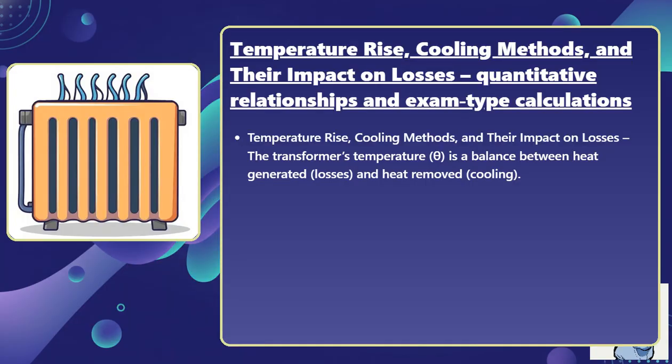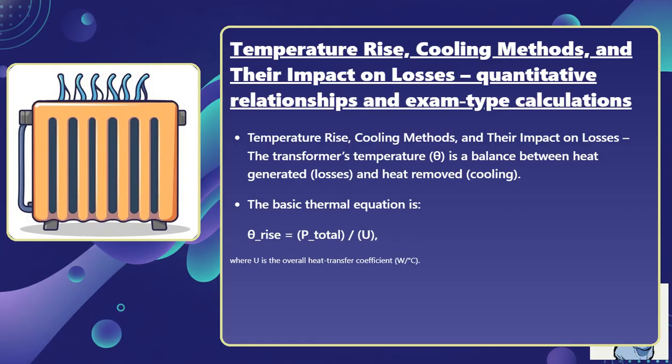Temperature rise, cooling methods, and their impact on losses. The transformer's temperature theta is a balance between heat-generated losses and heat-removed cooling. The basic thermal equation is theta rise equals P total divided by U, where U is the overall heat transfer coefficient, watts per degree Celsius.